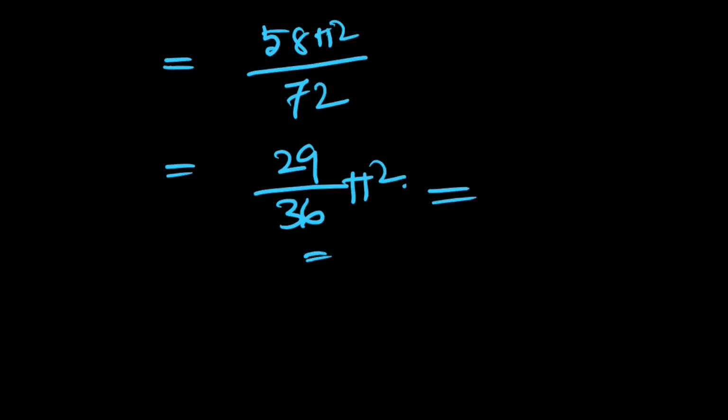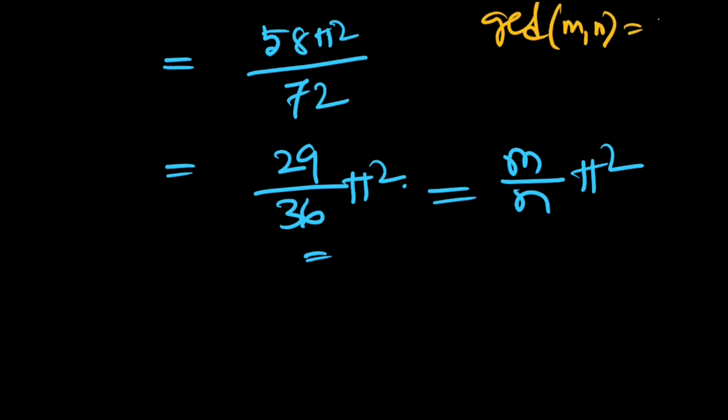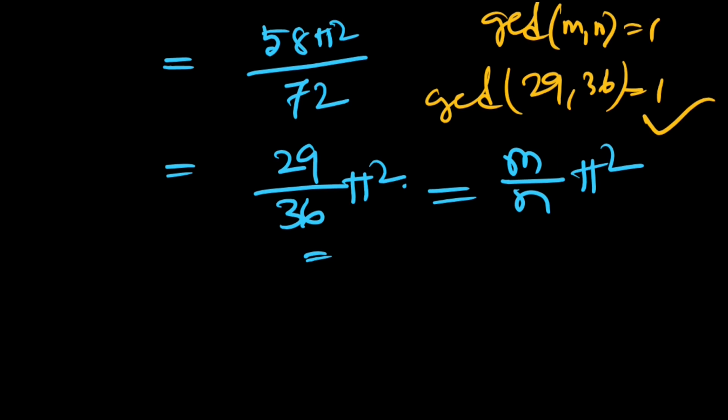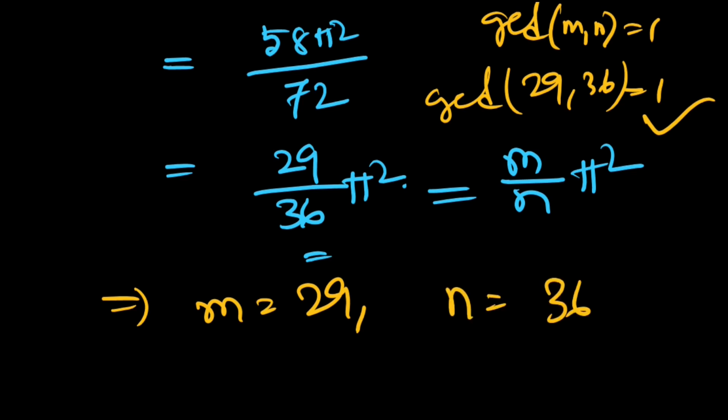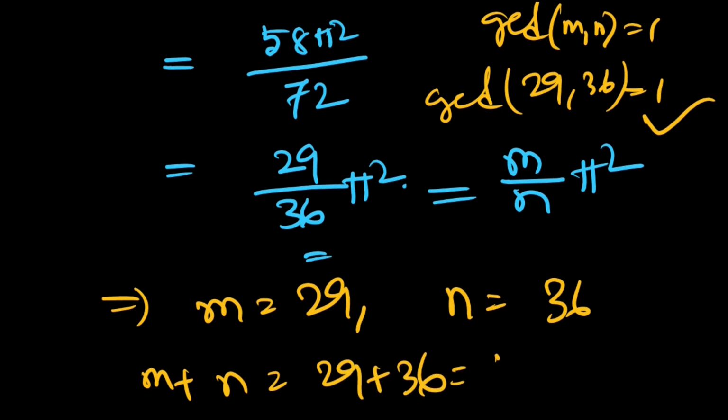So it is equal to m by n pi square, and also given that GCD of m comma n is equal to 1. So 29 and 36 GCD is 1, so that is correct. This implies our m value is 29 and n value is 36. And the question asks what is the value of m plus n. So m plus n is equal to 29 plus 36, that is actually 65. So we got the answer is 65.